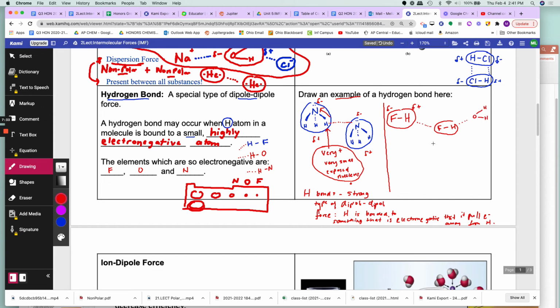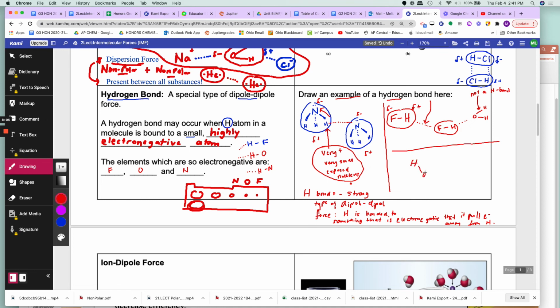So let me just show you that hydrogen bonding is the force in between, but this bond right here is not a hydrogen bond. It is not an intermolecular force. It is a covalent bond. So don't get confused about that.